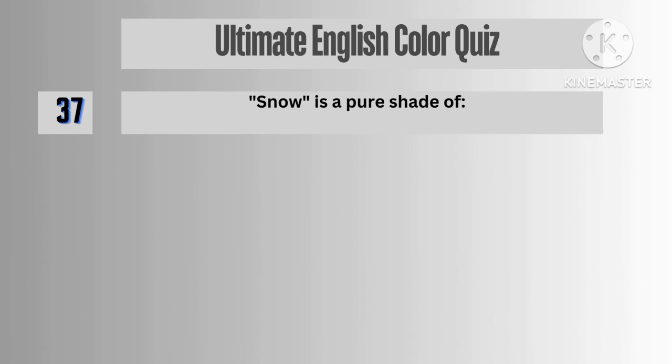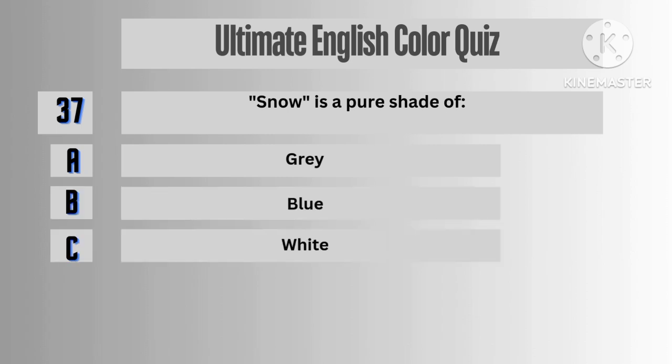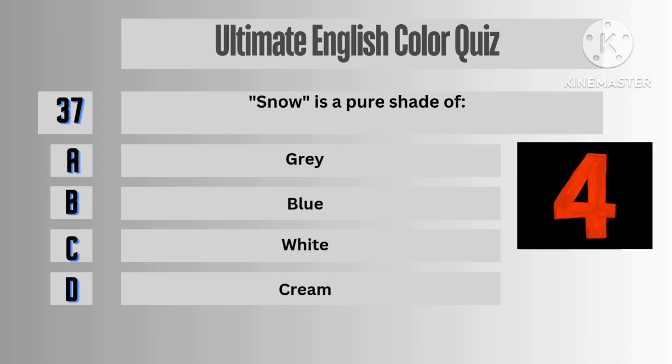Question number 37. Snow is a pure shade of. Option A, gray. Option B, blue. Option C, white. Option D, cream. 5, 4, 3, 2, 1. Correct answer is C, white.